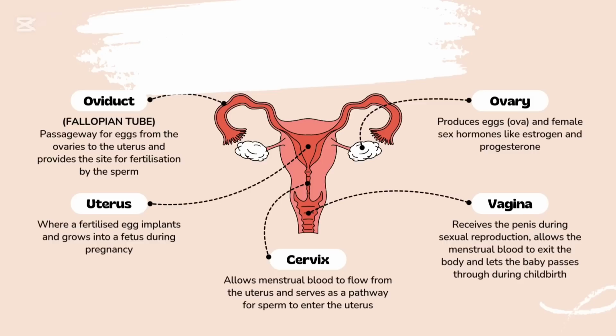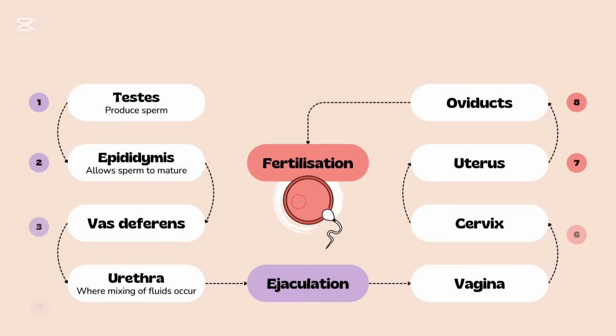Functions of the female reproductive system. Oogenesis is the process of egg production, which occurs in the ovaries. Each month, one egg matures and is released. Hormonal regulation is controlled by estrogen and progesterone, which influence menstrual cycles and pregnancy.